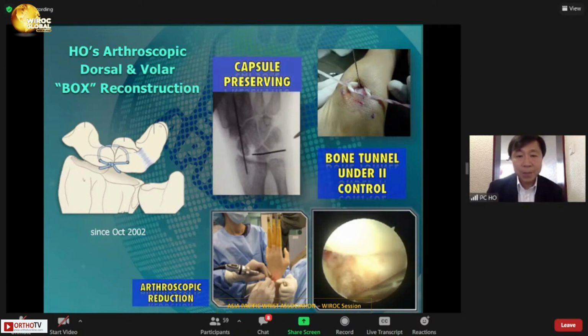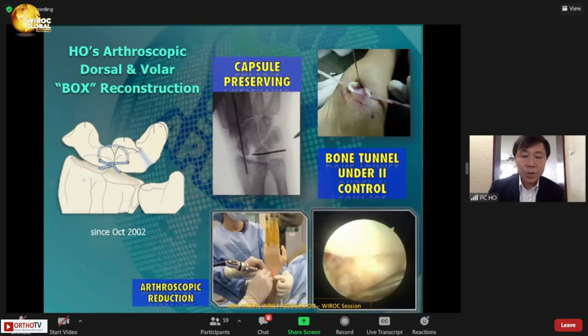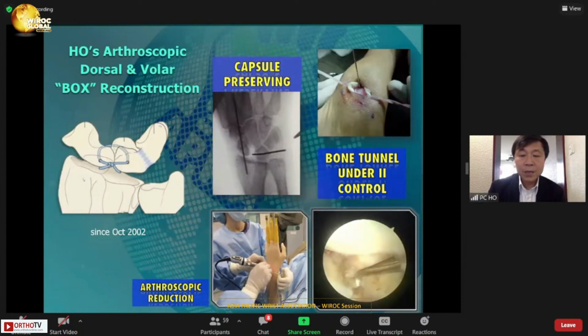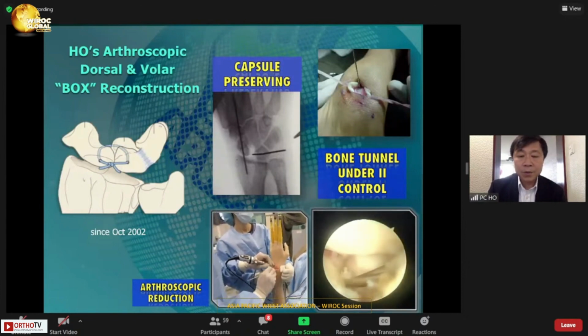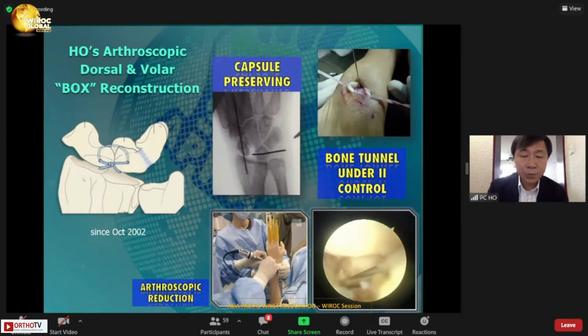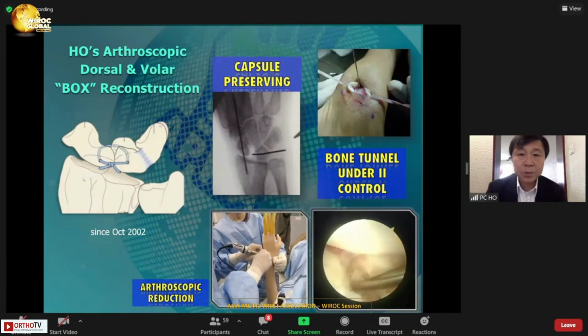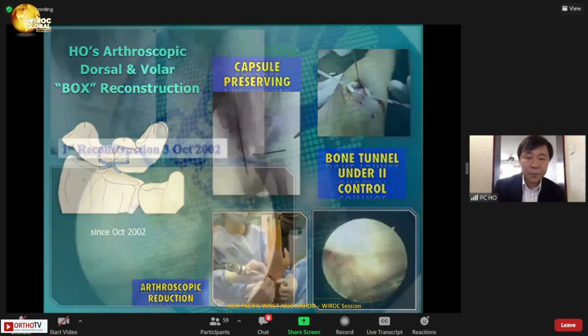Advantage, we can preserve the capsule, we can just open the skin, retract the tendon, and we can keep the capsule completely intact. With the help of the image intensifier, we can actually locate and design the bone tunnel precisely, and most importantly, with the arthroscopy, we can evaluate the wrist joint, we can evaluate the stability, and then, particularly after the reconstruction, we can evaluate whether the reconstruction is good enough and strong enough to provide the stability.